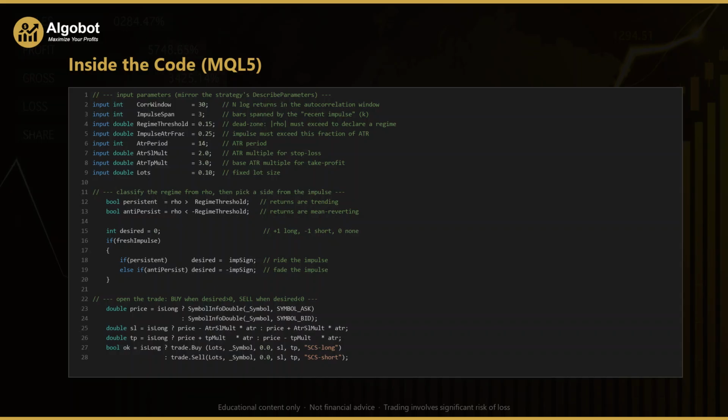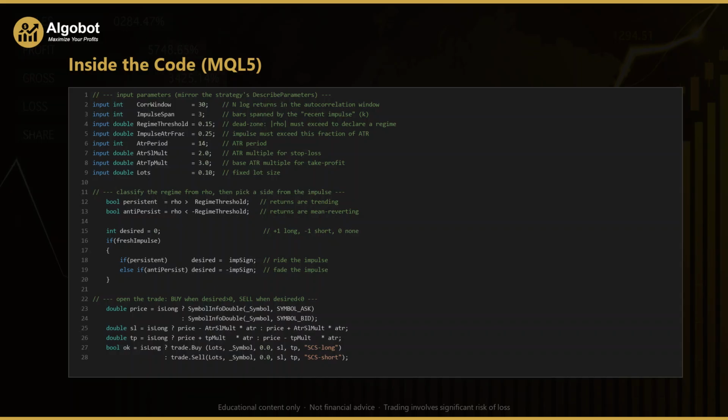Then, only if there is a fresh impulse, it assigns the desired direction. In a persistent regime, it takes the sign of the impulse, riding the move. In an anti-persistent regime, it takes the opposite sign, fading the move. The final block opens the trade. Notice the price is the ask for a long and the bid for a short.